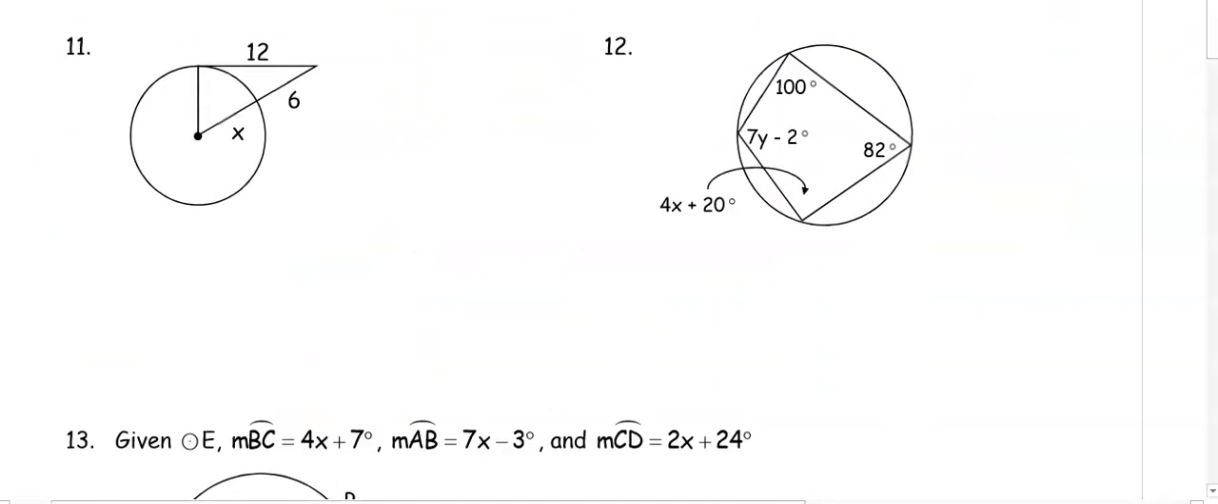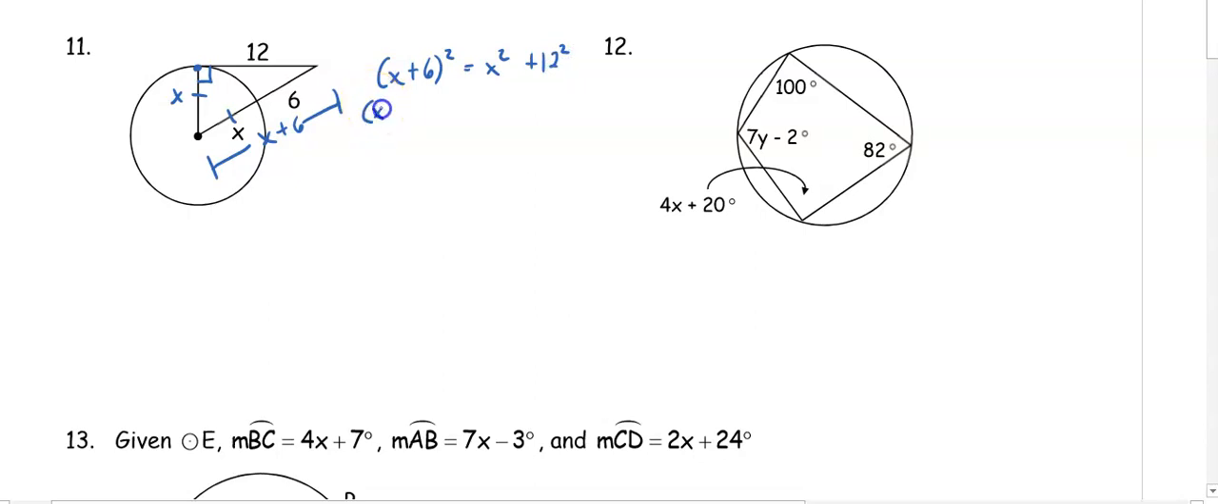Number 11, solve for x. So we know that x is a radius here, which means this part's also going to be x. We also know that if this is a point of tangency, there is a right angle at the intersection. So we know that this whole side is x plus 6. So when we set up, we have x plus 6 squared is equal to x squared plus 12 squared. So remember, x plus 6 squared is not x squared plus 36.